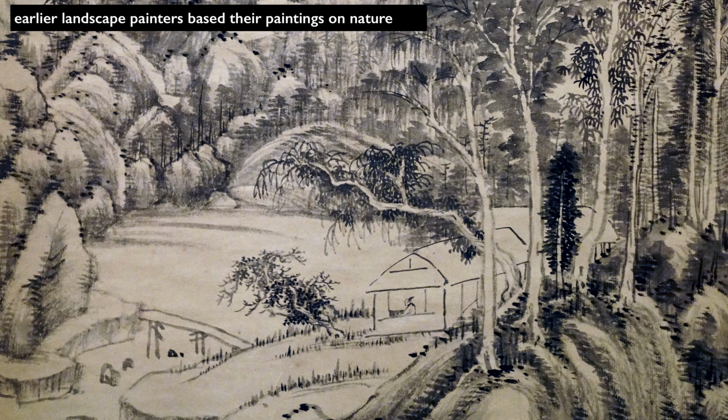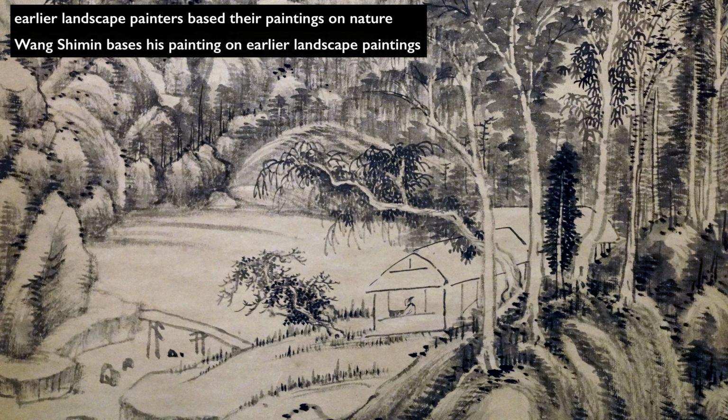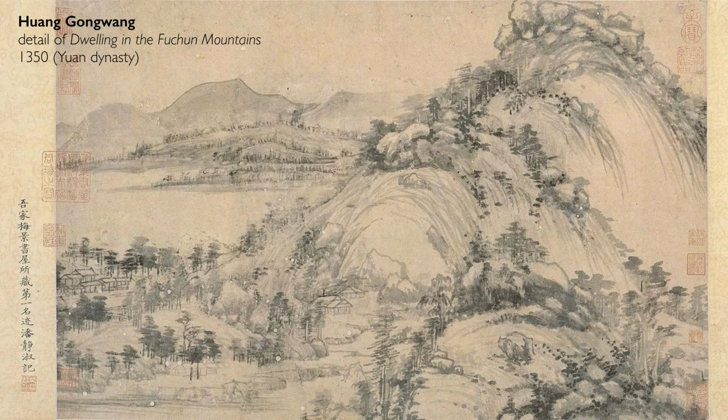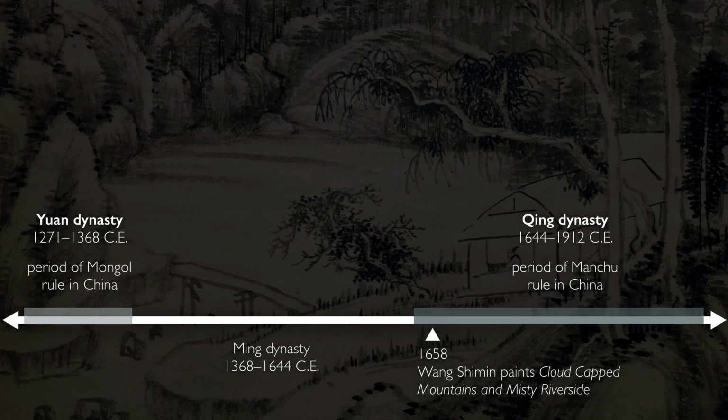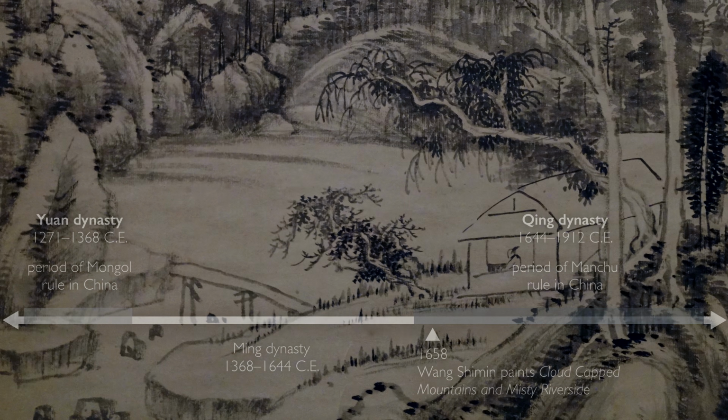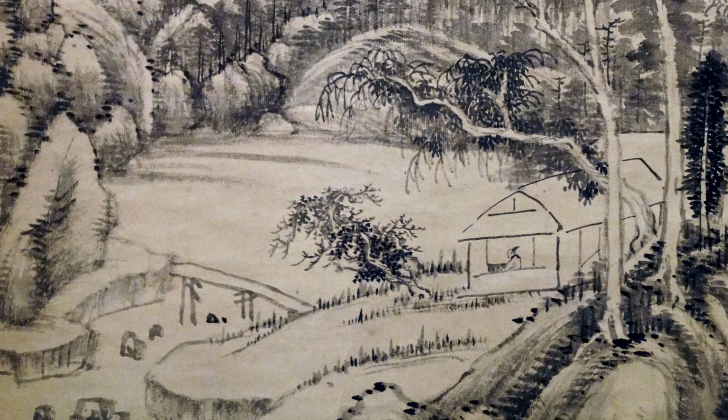Instead of the earlier landscape painters who were immersing themselves in nature and responding emotionally to nature, he's studying art and making his painting about that art. Here, he's looking at the brushwork of Huang Gongwang, this Yuan dynasty painter who's famous for his dwelling in the Fuchun Mountains. The Yuan dynasty had the Mongols, foreigners, taking over and ruling China. Here, during the Qing dynasty, which is just emerging, we have the Manchus coming in and ruling China.